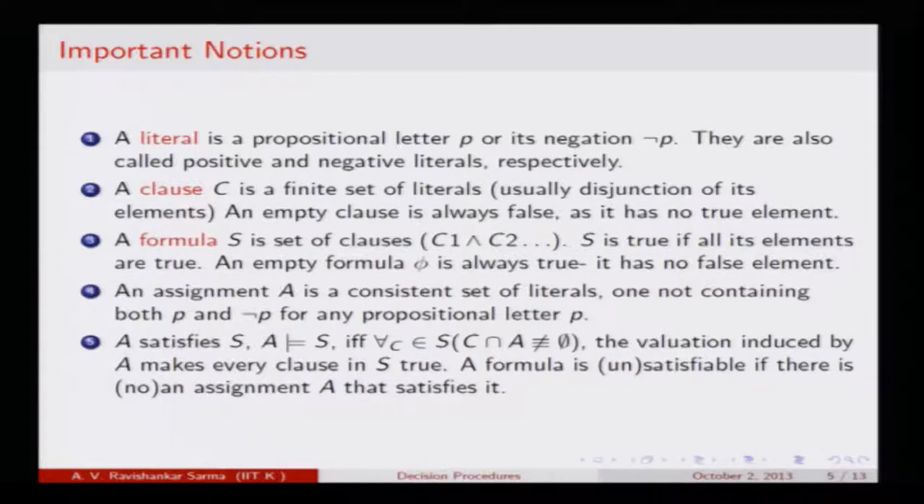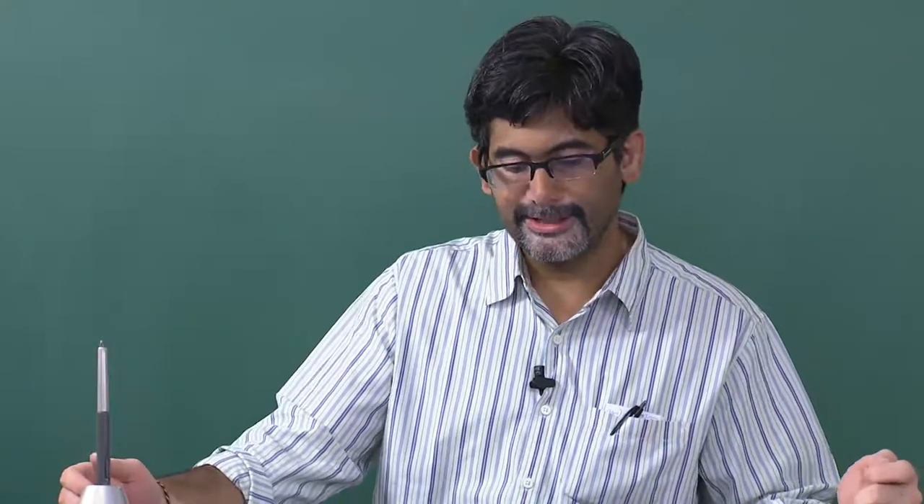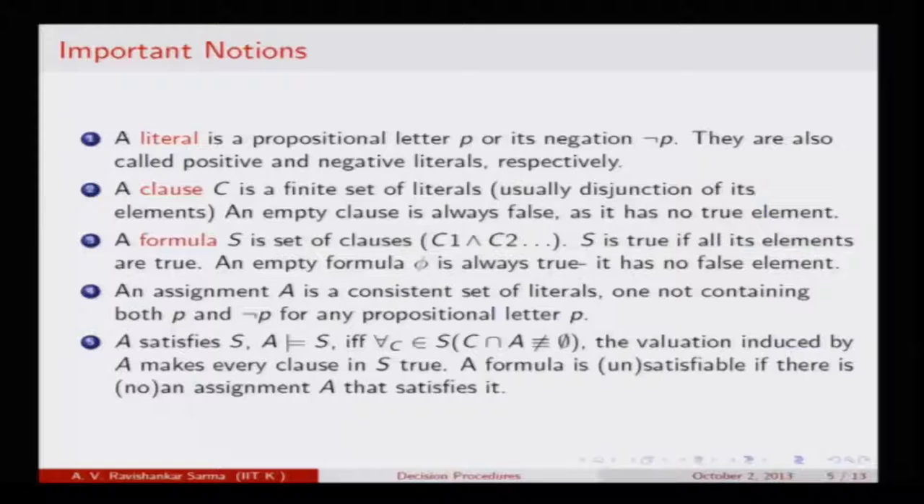So these are the few things which we need to note. Now the third thing is that an assignment A is a consistent set of literals, one not containing both P and not P, for any propositional letter P. Suppose you assign a value to a given formula, that has to be either T or F. You cannot simultaneously apply both T and F. So it has to be a consistent set of literals.